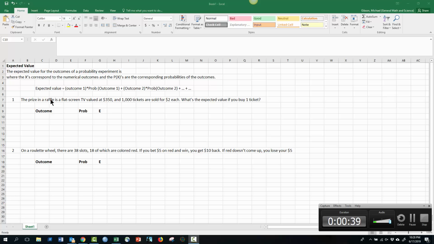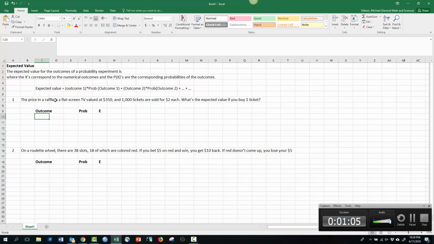Kind of as a word formula, we have it right here. The expected value is the value of the first outcome times the probability of that outcome, plus the value of the second outcome times the probability of that outcome. And then you just repeat this for however many possible outcomes we have. If there are only two, you just have outcome 1 and 2. If there were 4, you'd have 4. All right, let's work a couple of examples here.